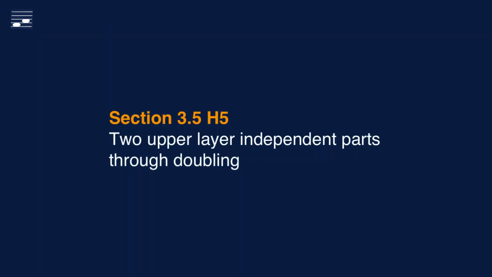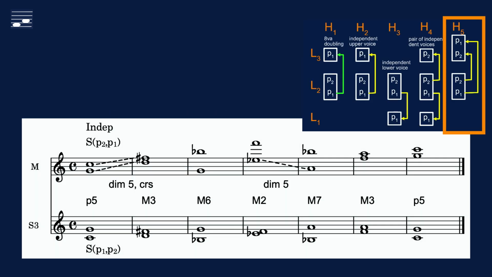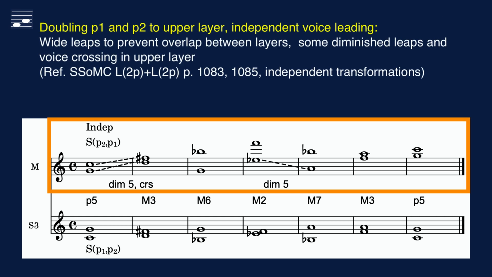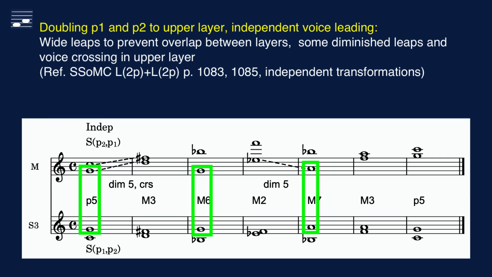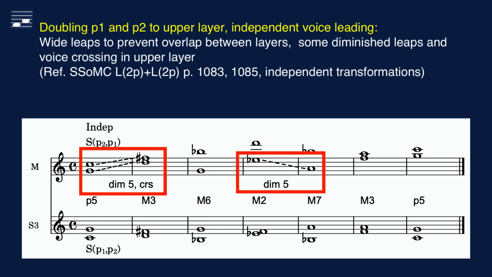The final strata harmony example obtained from the interval series has the 2 derivative independent parts in the top layer. Note the wide ascending leaps in the lead. This is caused by the requirement that the 2 layers must not cross. I've marked the cases where the lower part in the upper layer overlaps with the upper part in the lower layer. We do find diminished fifth leaps and a case of crossing voices within this top layer.